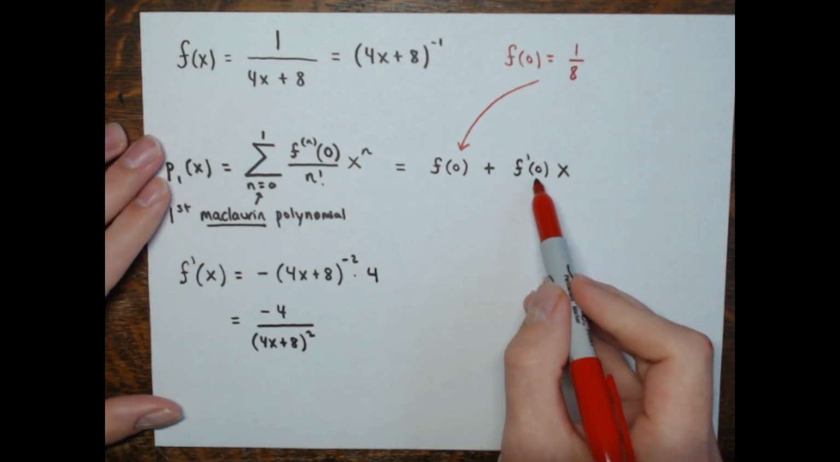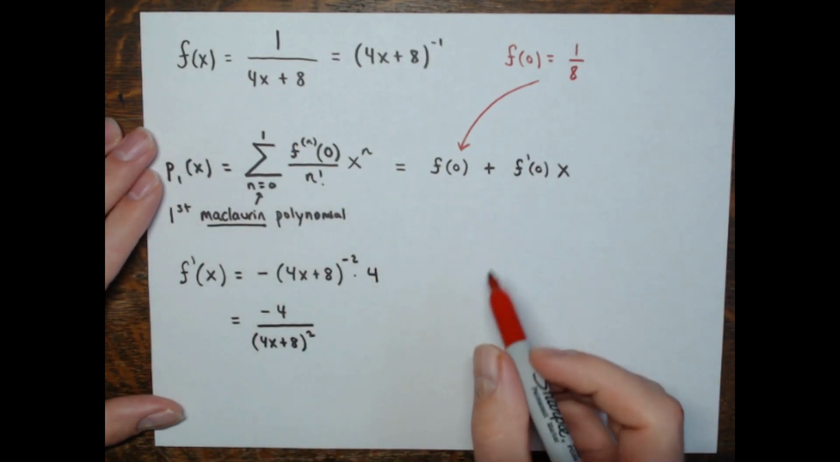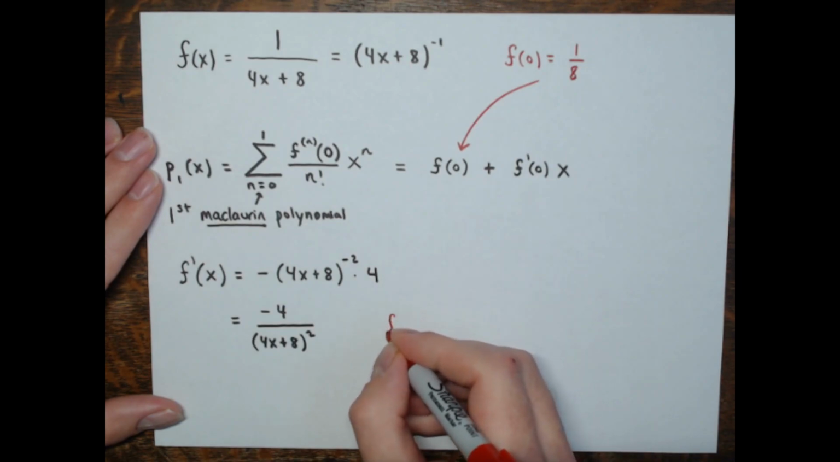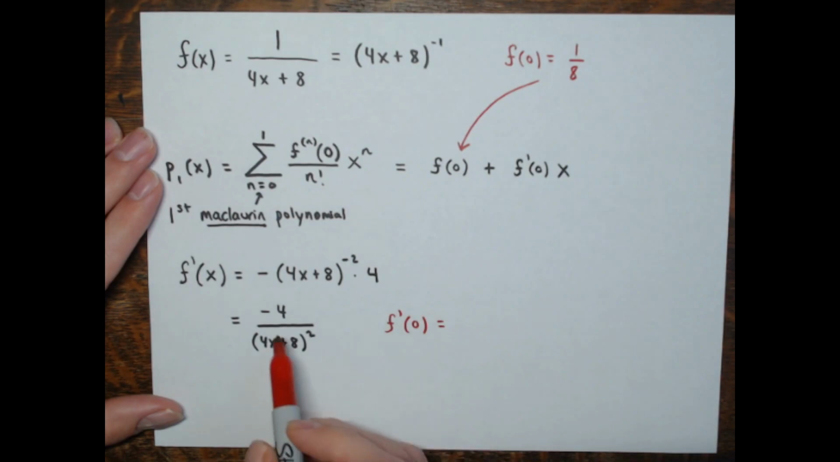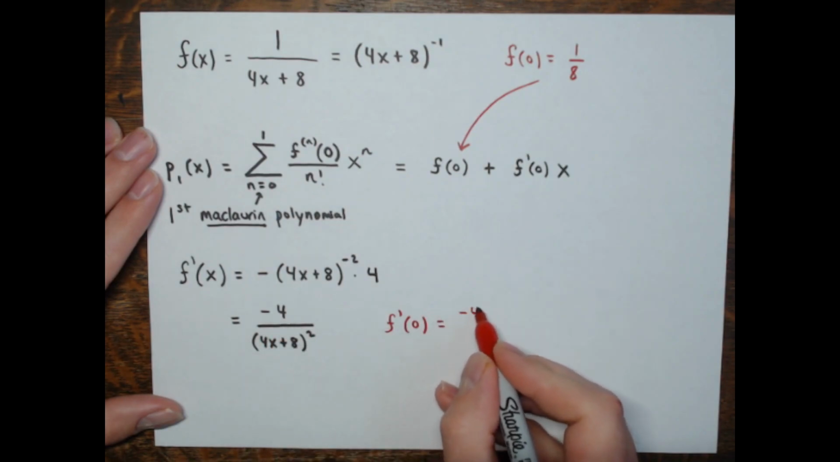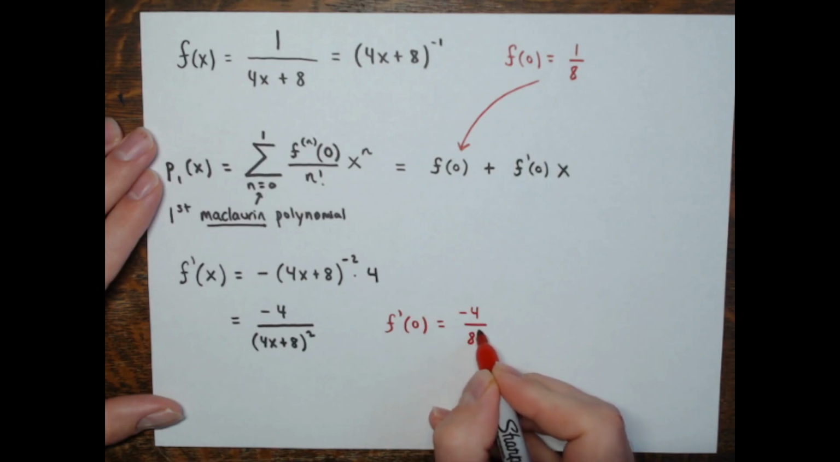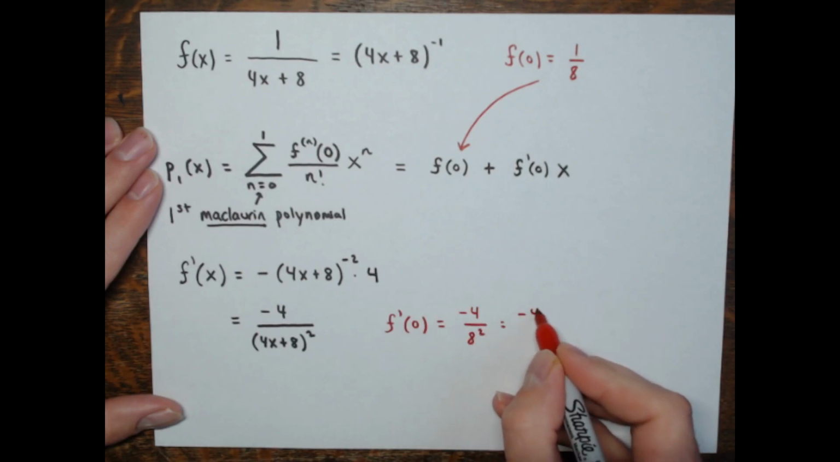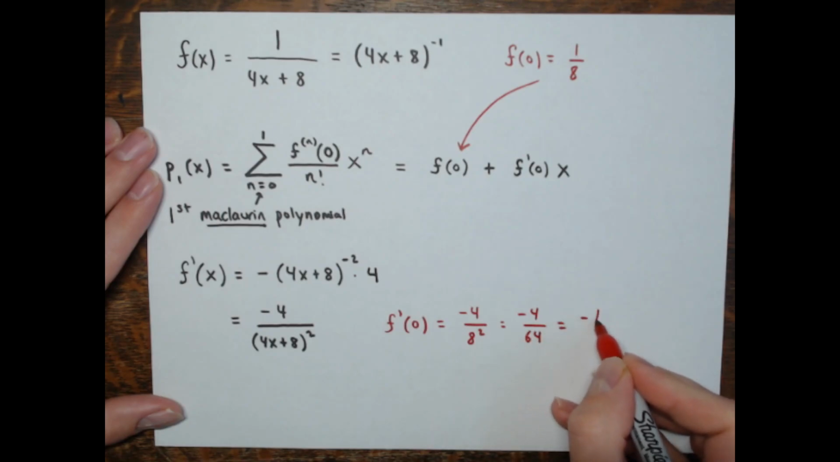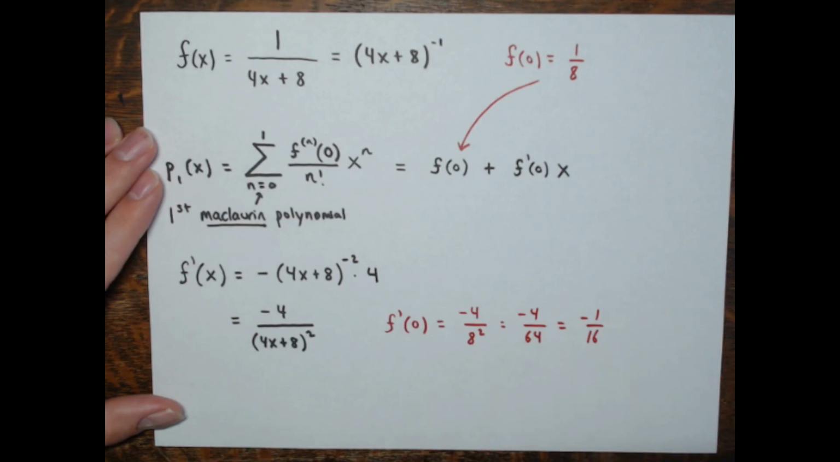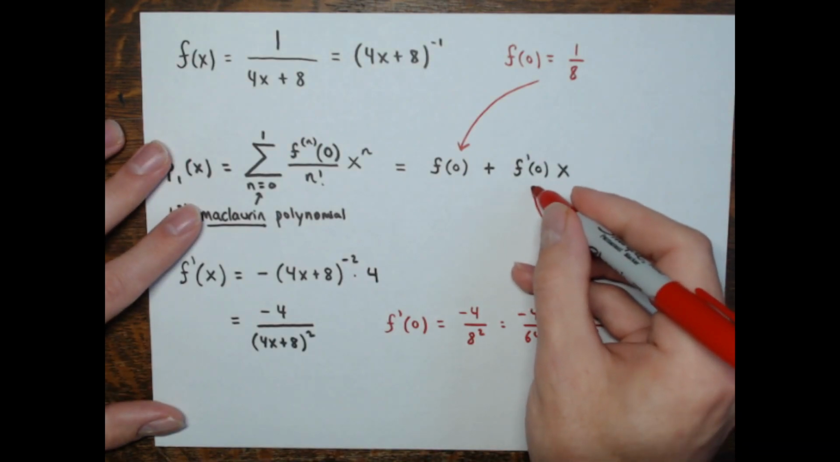And for the coefficient of x in my Maclaurin polynomial, I'm just plugging in 0. What's the value of f prime at 0? Well, that'd be negative 4 over 8 squared, which is negative 4 divided by 64, which would be negative 1/16. 4 goes into 64 16 times. And that's going to go here.